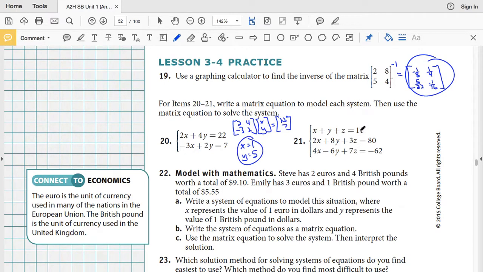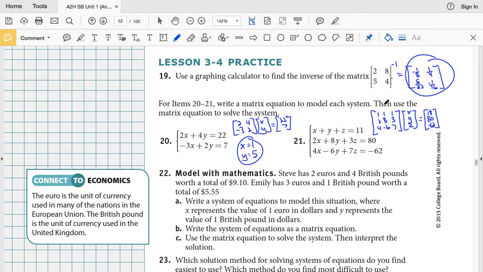All right, next up here, we have, put the matrix up here. Again, not a lot of room, but here I've got 1, 1, and 1, 2, 8, and 3, and 4, -6, and 7, times matrix x, y, z is equal to the matrix 11, 80, which kind of looks like a 9, doesn't it? 11, 80, and then negative 62.